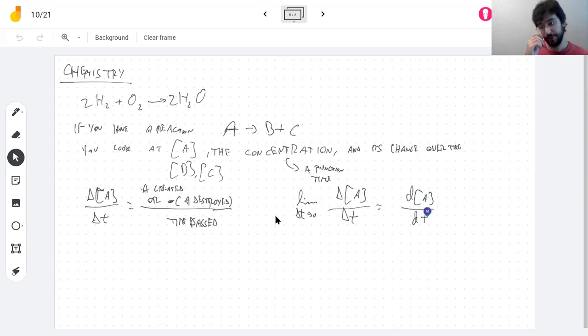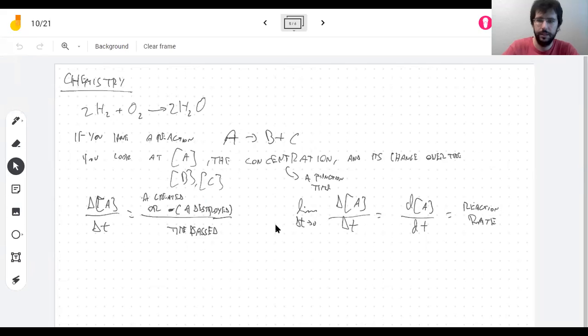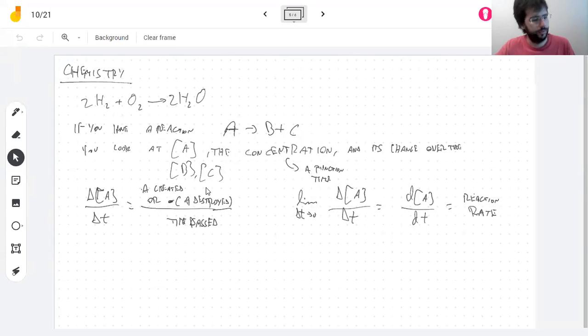If something is getting consumed, this will be negative. If something is getting created, it will be positive. I think they usually call it reaction rates. So again, another derivative. Again, another topic I know nothing about. So let's keep going.